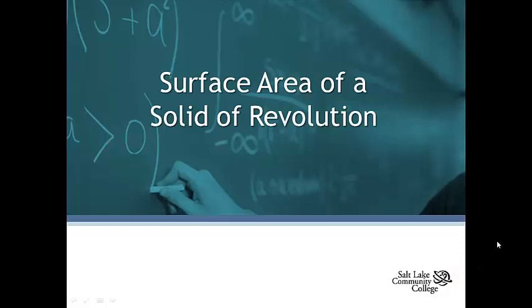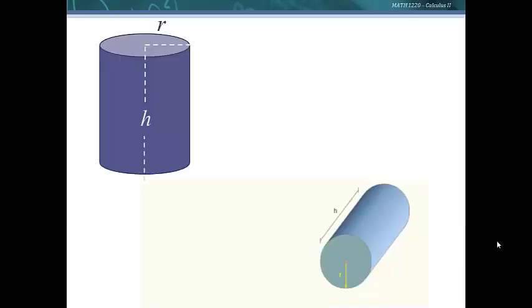We're going to talk about how we would find the surface area of a solid of revolution. So first of all, let's consider some solids and think about surface areas. What if we had a cylinder of height h and radius r?